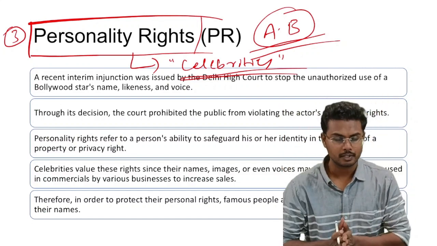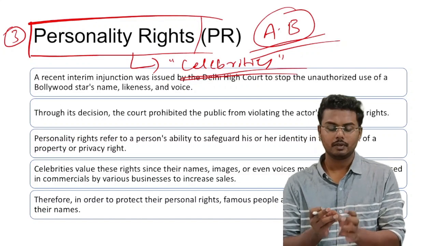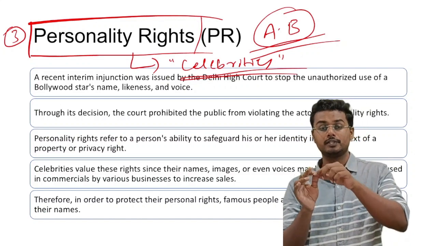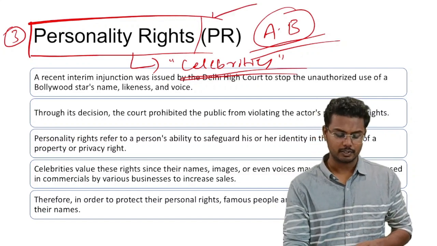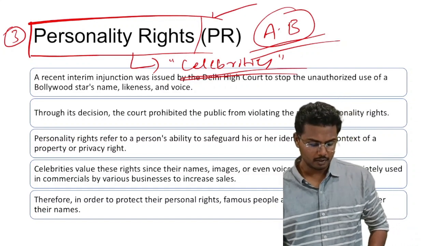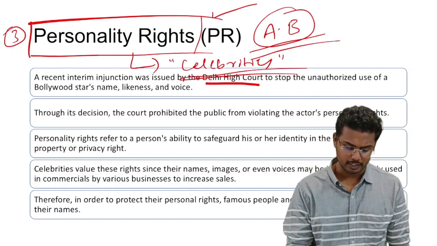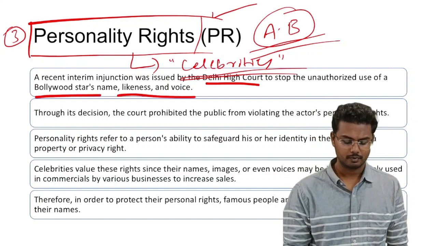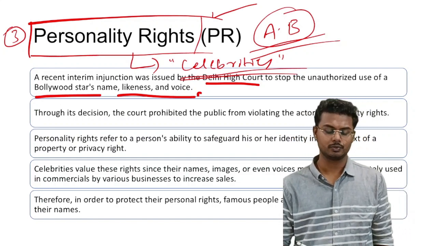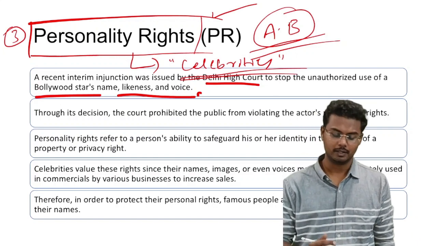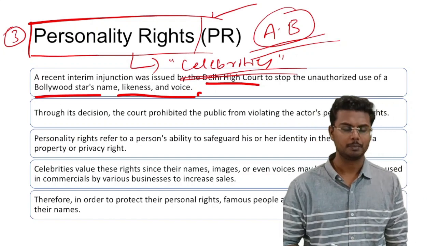I repeat, personality rights are the rights of usually the celebrities, under which without their consent, their name, their face, or even their voice can be misused. Alright, so that leads to violation of personality rights. A recent interim injunction was issued by the Delhi High Court to stop the unauthorized use of Bollywood stars' name, likeness, and voice. It came into the limelight when, without his consent, the Big B's voice was used during the COVID-19 pandemic times, he had to approach the Delhi High Court, and later on the case was once again promoted to the Supreme Court.